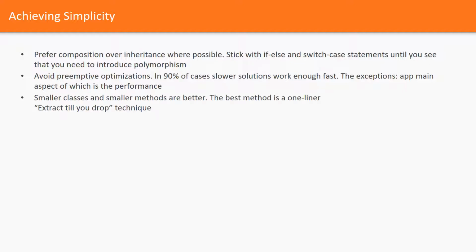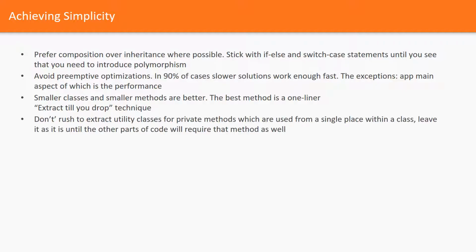Smaller classes and smaller methods are better. The best method is a one-liner. Google for the technique called extract till you drop, which is about method refactoring. Don't rush to extract utility classes for private methods which are used from a single place within a class. Leave it as it is until other parts of code require that method as well. Don't write parameterized general methods. Prefer methods which solve a specific problem.